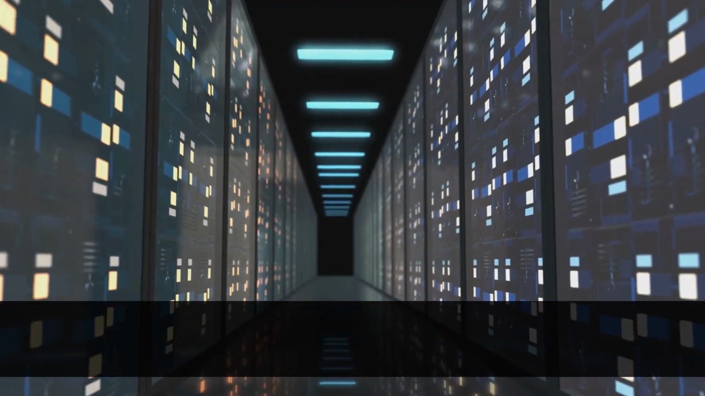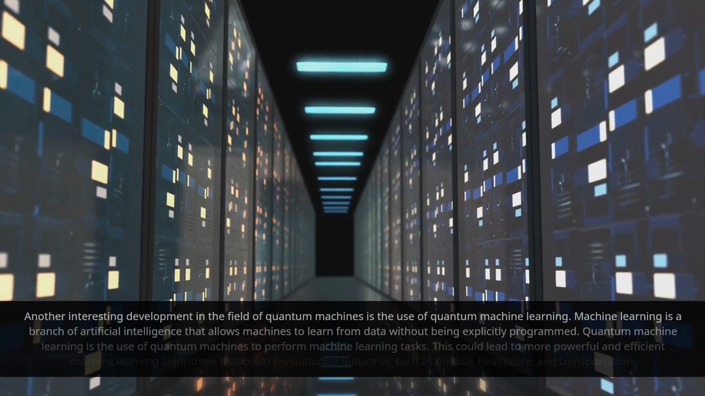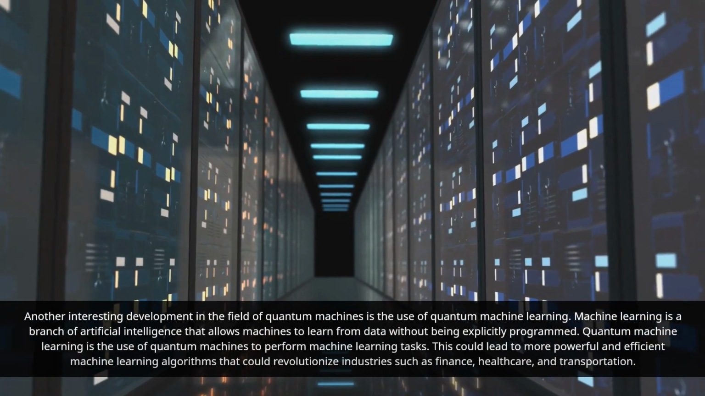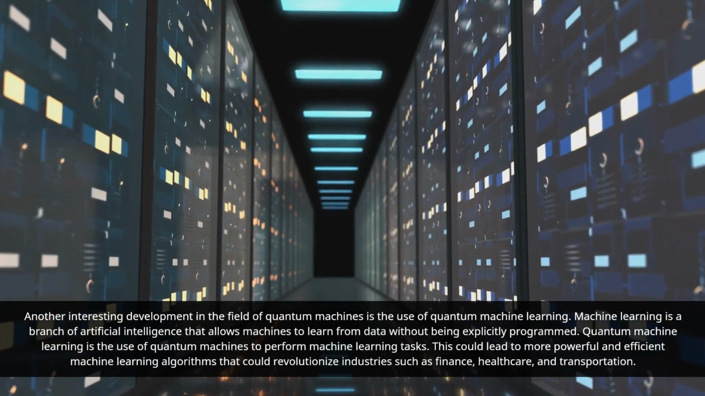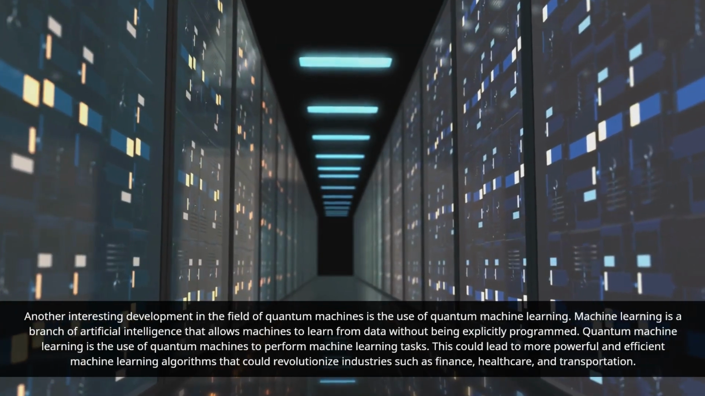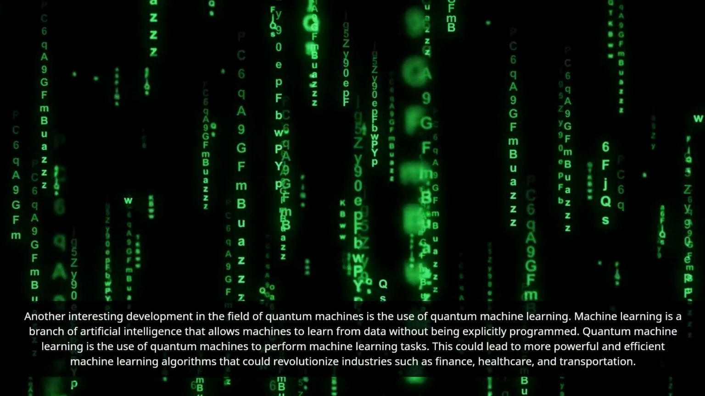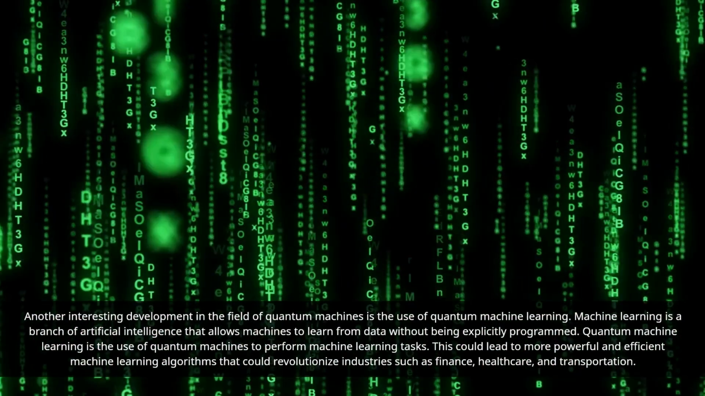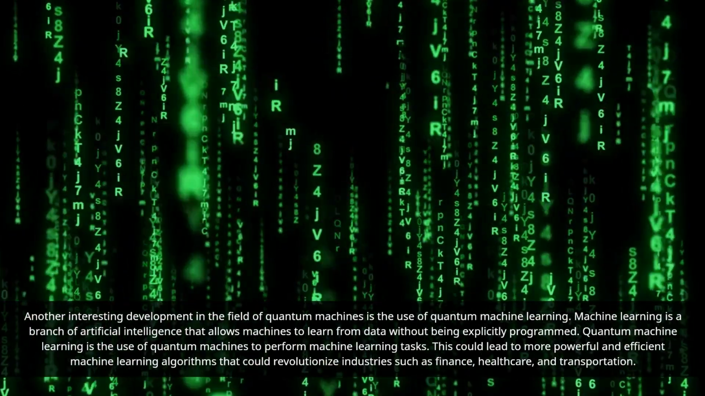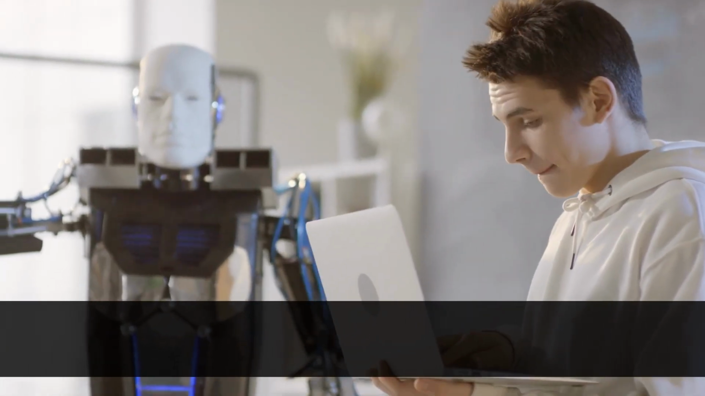Another interesting development in the field of quantum machines is the use of quantum machine learning. Machine learning is a branch of artificial intelligence that allows machines to learn from data without being explicitly programmed. Quantum machine learning is the use of quantum machines to perform machine learning tasks. This could lead to more powerful and efficient machine learning algorithms that could revolutionize industries such as finance, healthcare, and transportation.